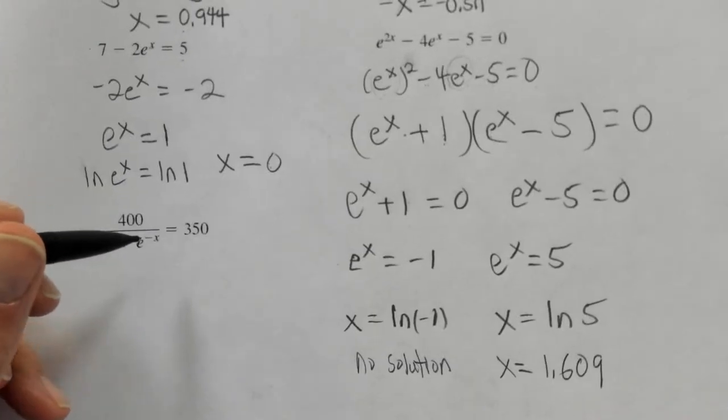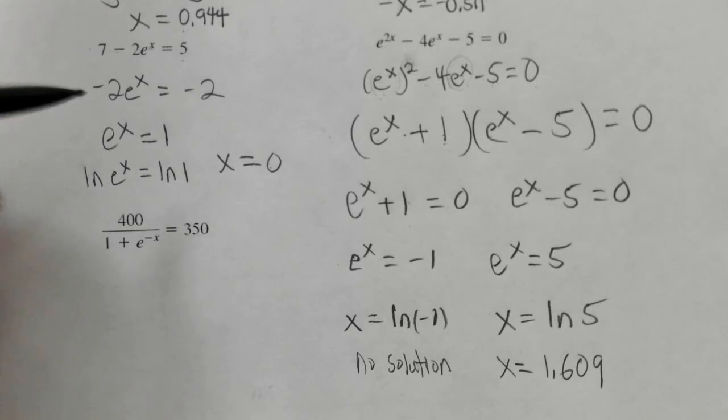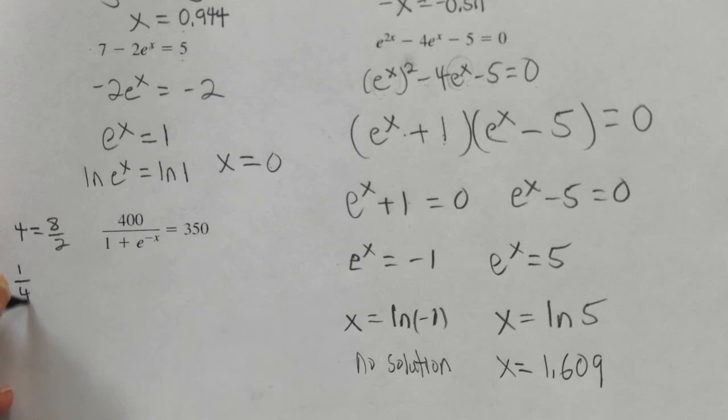Okay, so on this one, what I'm going to do is just take the reciprocal of both sides. Can we do that, Coach? Yes, we can. What if I have 4 equals 8 over 2? That's true. What if I take the reciprocal of both sides? Does 1 over 4 equal 2 over 8? Yes, it does. So remember, you can do anything to an equation as long as you do the same thing to both sides. You're good.